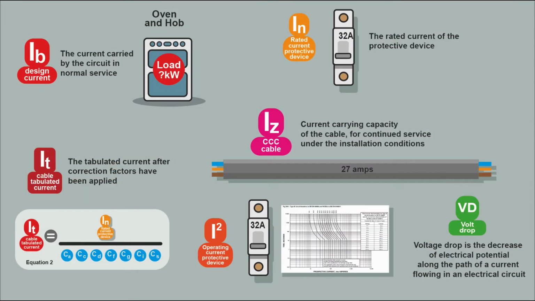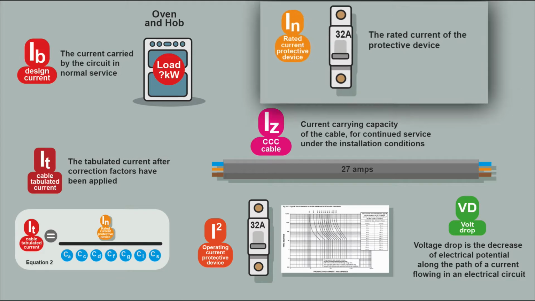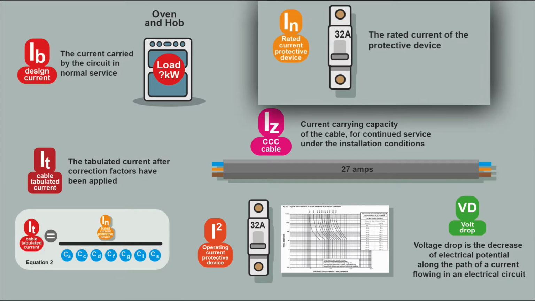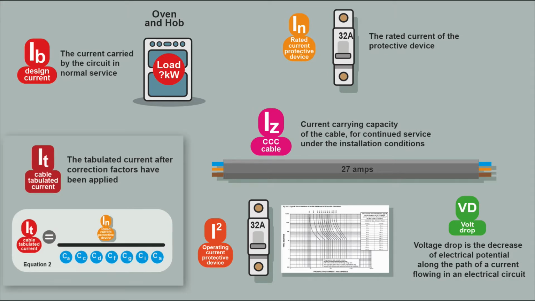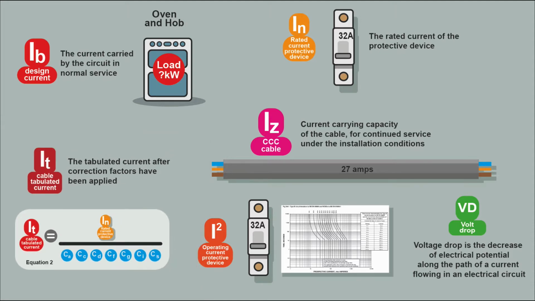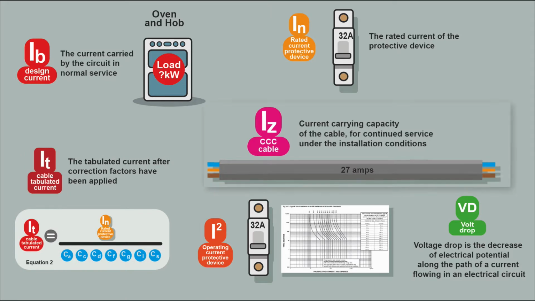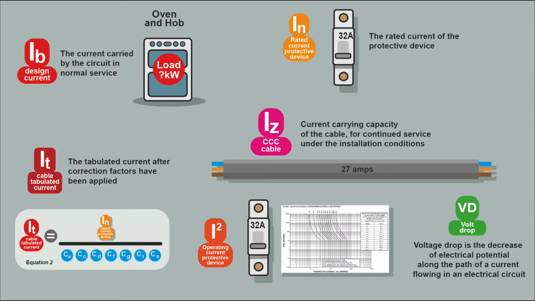When we're doing our cable calculations, we've got lots of different symbols for the value of I. We've got IB, which is the design current of the circuit, what the actual circuit is going to be pulling. We've got IN, which is the rated current of the protective device. That's the actual number printed on the MCB. We've got IT, which is the tabulated current after correction factors have been applied. This is the suggested current after we've thought about the stresses the cable might be under. IZ is the current carrying capacity of the cable. This is the actual cable we're going to be using, the size of cable.